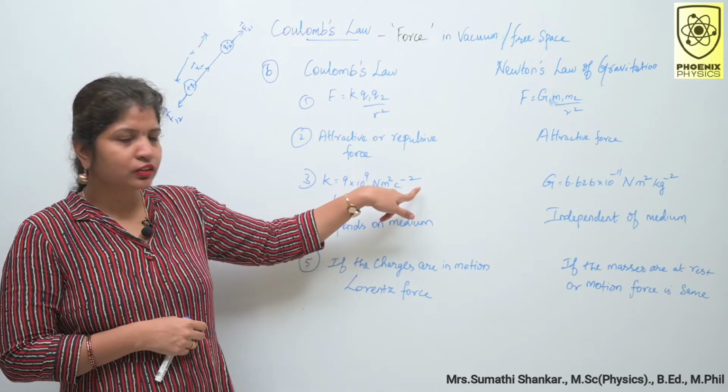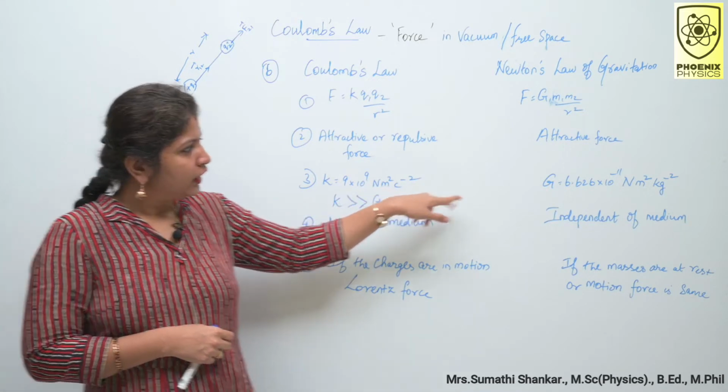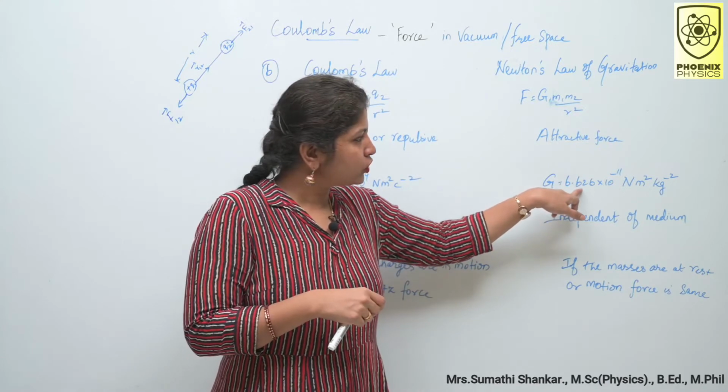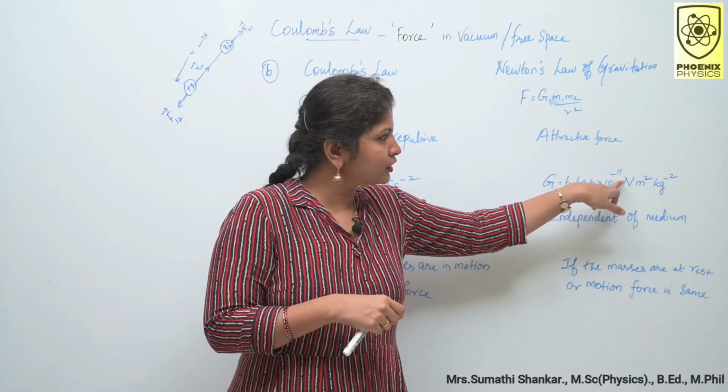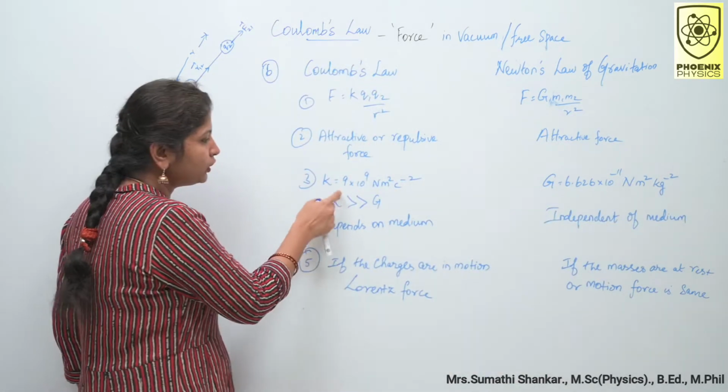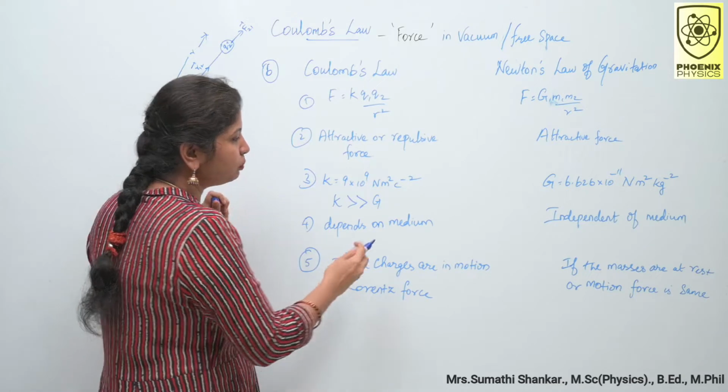Then you know the K value, 9 into 10 to the power of 9 Newton meter squared Coulomb to the power of minus 2. Here G is a universal constant, value is 6.626 into 10 to the power of minus 11 Newton meter squared kilogram to the power of minus 2.